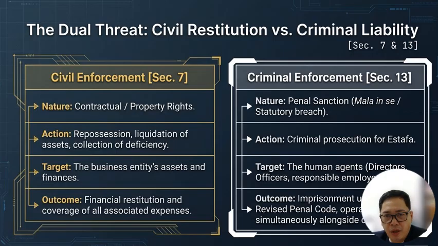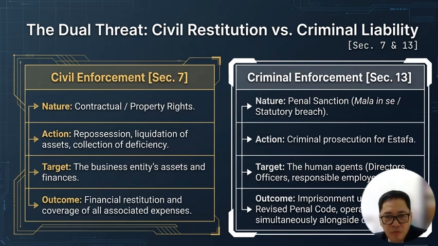So Sections 7 and 13 of the Trust Receipt Law, PD 115, work in tandem to create a formidable dual threat against defaulting merchants or importers by combining strict civil restitution with severe criminal penalties. The law ensures that a breach of a trust receipt agreement cannot be treated as a mere cost of doing business. Here's how this dual threat operates.